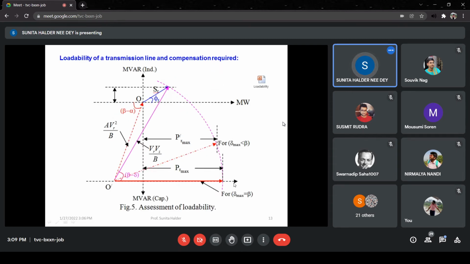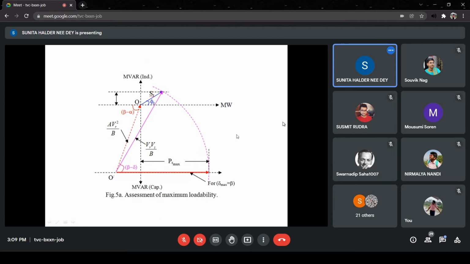Now, one is the loadability of the line and the compensation required. Say this is the operating point. So this is the radius, this is the power, and this is the circle. At present the system is operating at a real part of power of SR cos phi r. If you do not understand, you must tell me. So SR cos phi r.